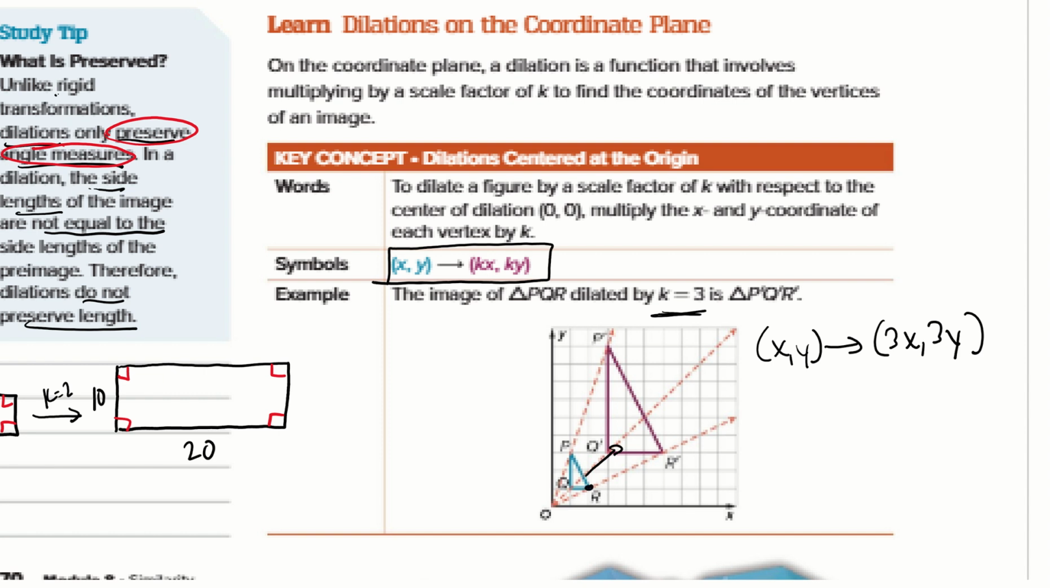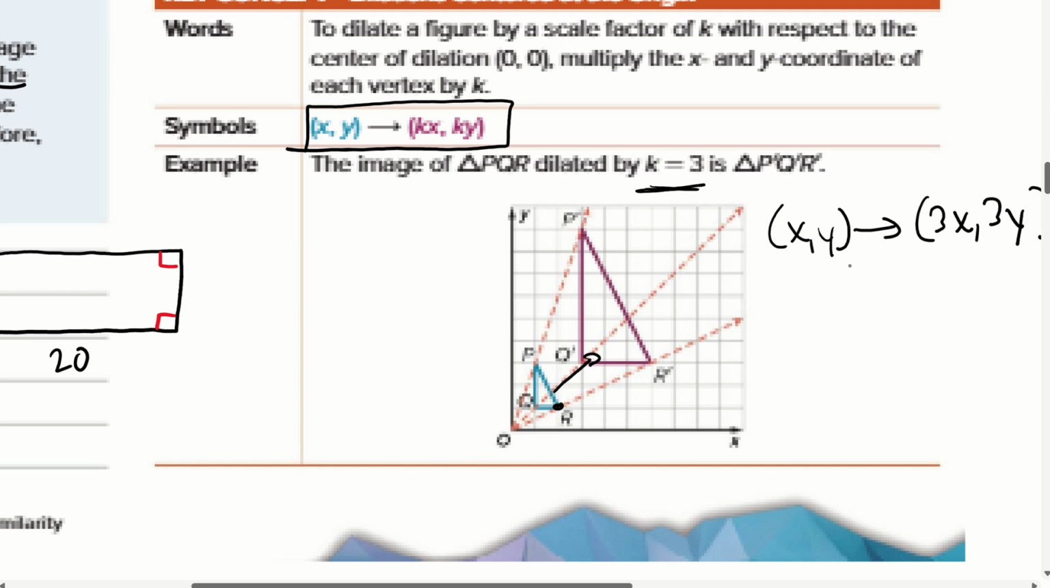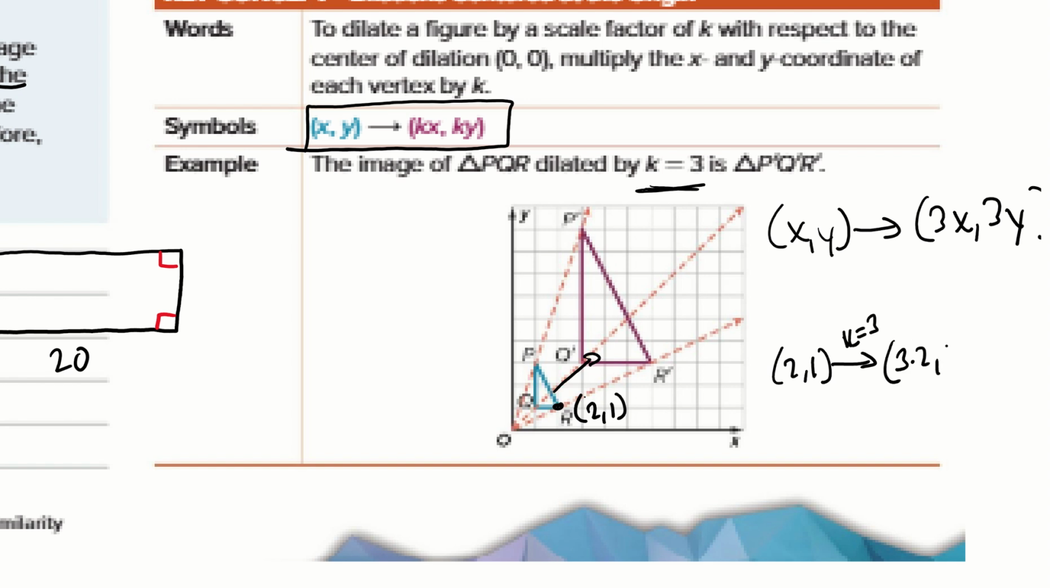So if this coordinate, for example, is (2, 1), then when I multiply it by 3, where K equals 3, we get 3 times 2 and then 3 times 1. But 3 times 2 is 6 and 3 times 1 is 3. So then the new R is going to be (6, 3). 1, 2, 3, 4, 5, 6. 1, 2, 3. So this is (6, 3). That's really all there is to it. Just make sure you triple the X and Y coordinates because K equals 3.